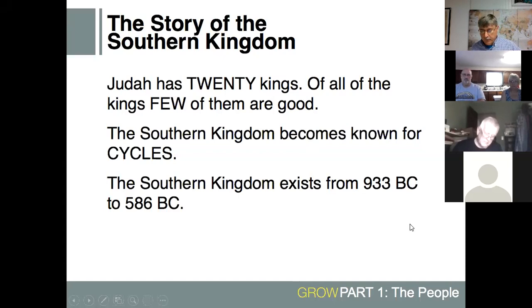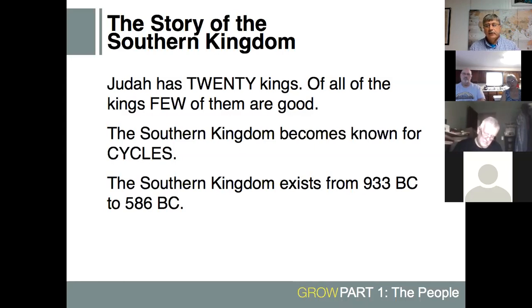So the southern kingdom lasts from 933 BC to 586 BC, which is about 347 years. So the southern kingdom lasts for about 130 years longer than the northern kingdom. And in 586 BC is the time that the Babylonians came into Jerusalem and destroyed Jerusalem and took all the stuff from the temple back to Babylon. And it's really when we start the clock on when Israel will actually come back, because Jeremiah prophesies that they'll be in servitude for 70 years.